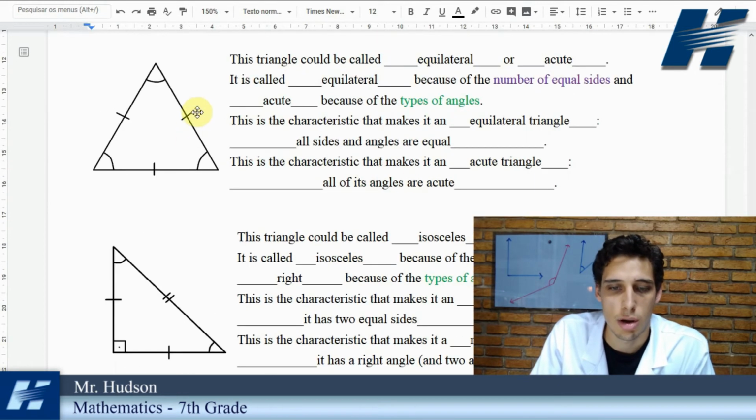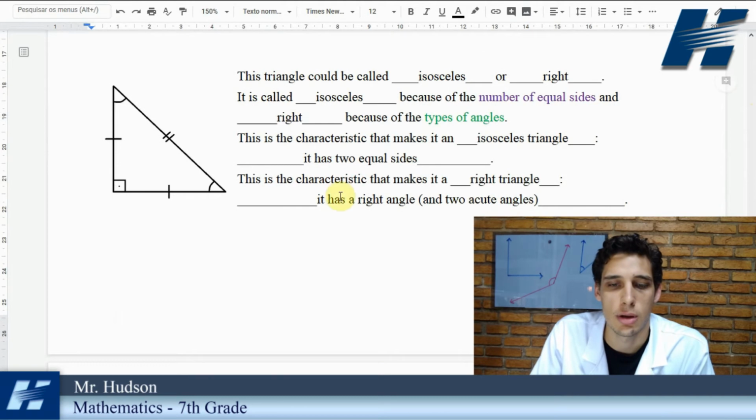This one, all sides equal, equilateral. 3 acute angles, acute. Equilateral and acute. This one, let me see. This side is equal to this side, and this one's different. Isosceles. Two equal sides, isosceles. And when you look at the angles, there's a right angle, so it's a right triangle. Alright.